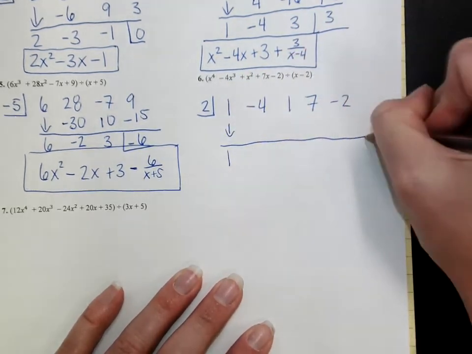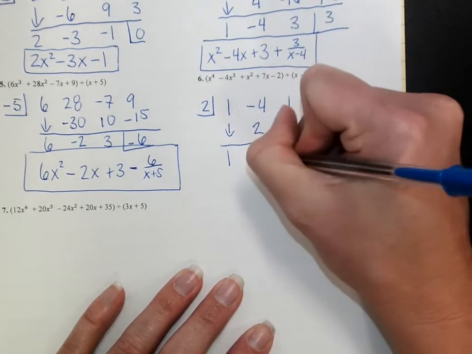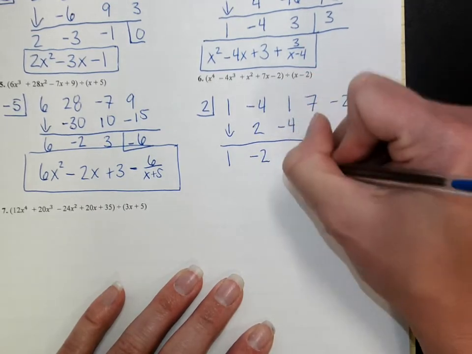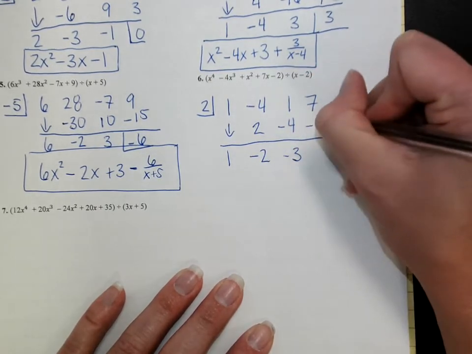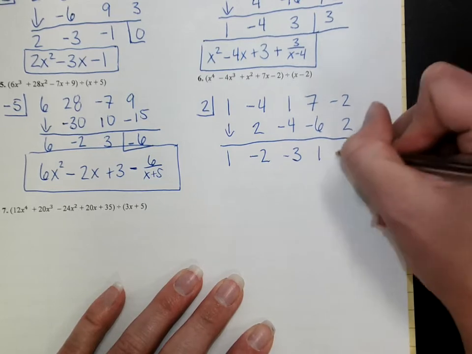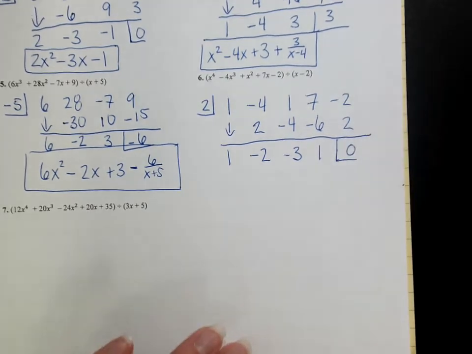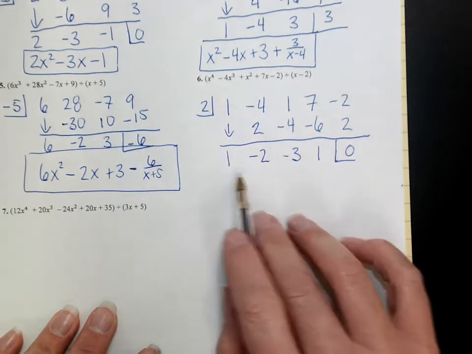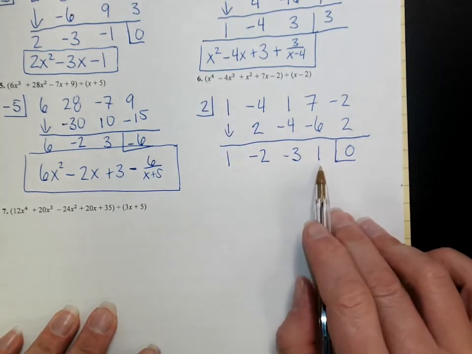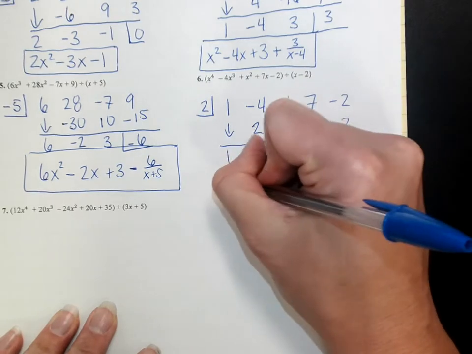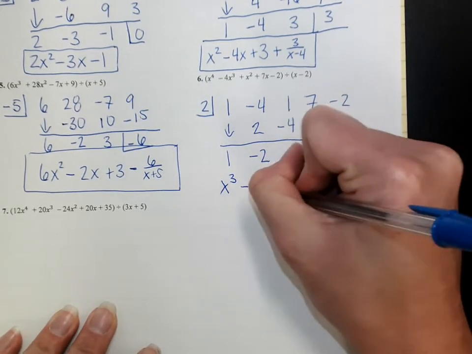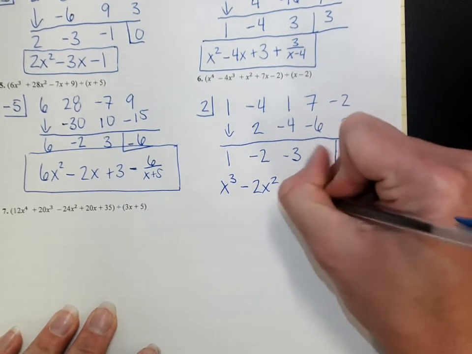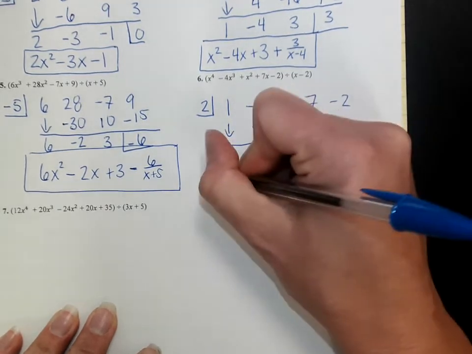Bring down the 1. 1 times 2 is 2. It's a negative 2. It's a negative 4. It's a negative 3. Remainder is 0. That's good news. Now, on this one, we started with an x to the 4th. So whenever I get ready to fill my letters back in, I'm going to start with an x cubed. So that's 1x cubed, 2x squared, 3x plus 1. No remainder.